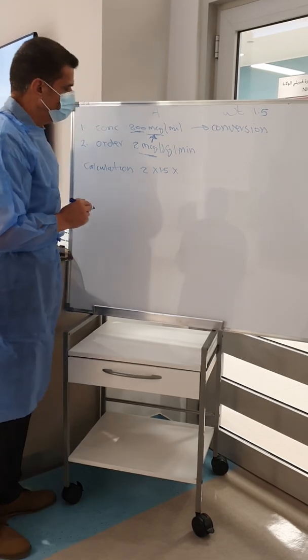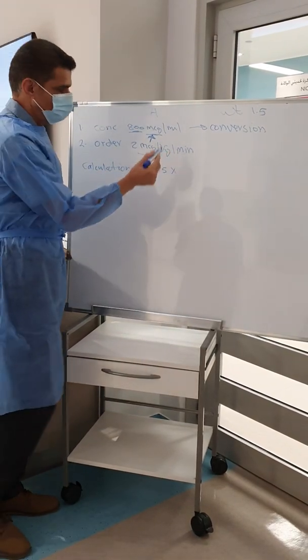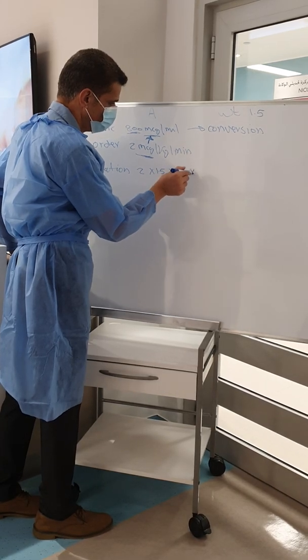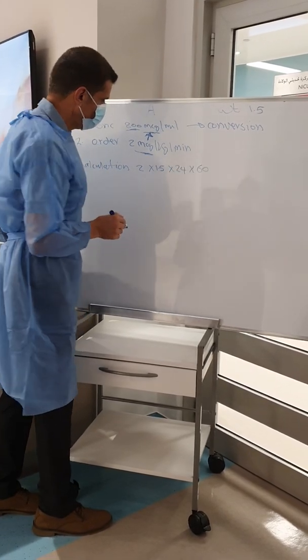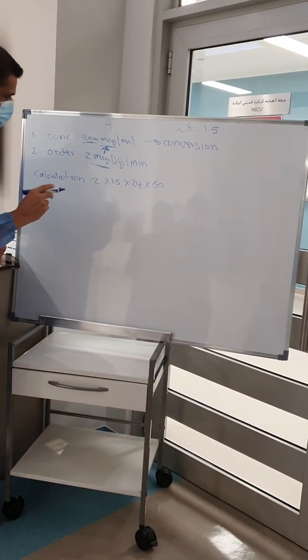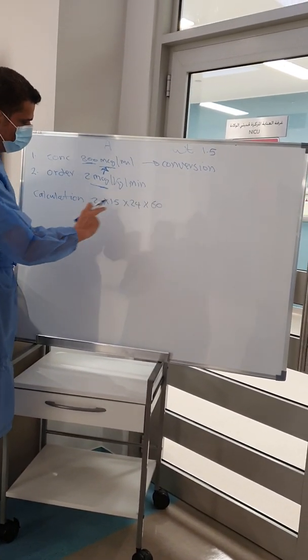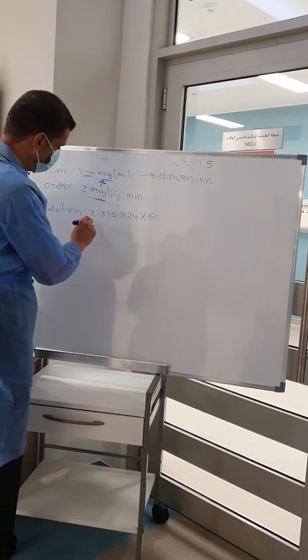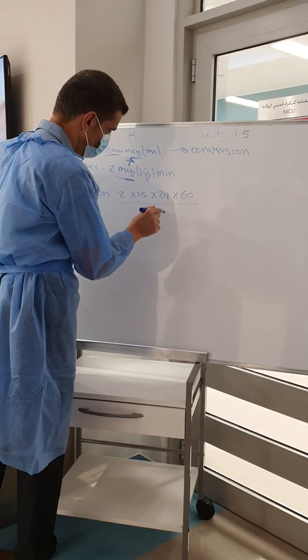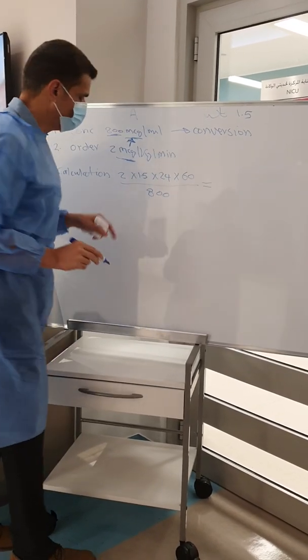Times the minute, so we have 24 hours and we have 60. And what is our concentration per ml? Because we need the volume. This will give us the dose, but if we need the volume, we have to divide by the concentration, which is 800. You get volume. So let's do that calculation.